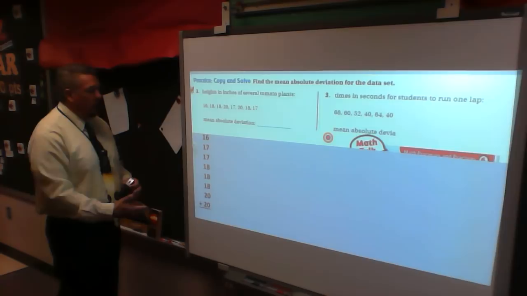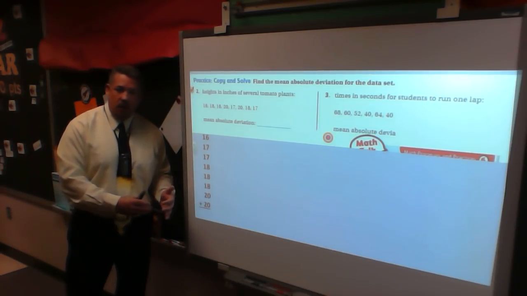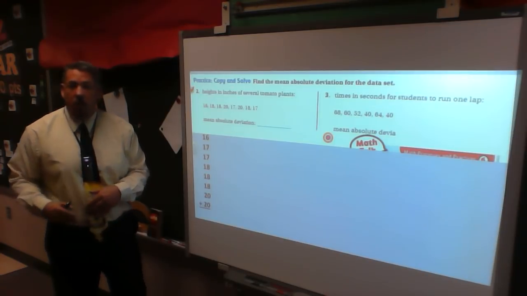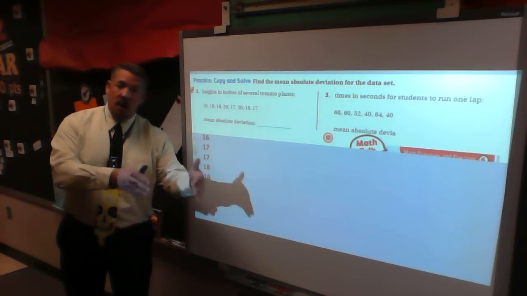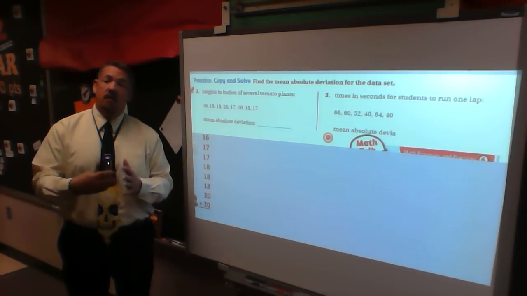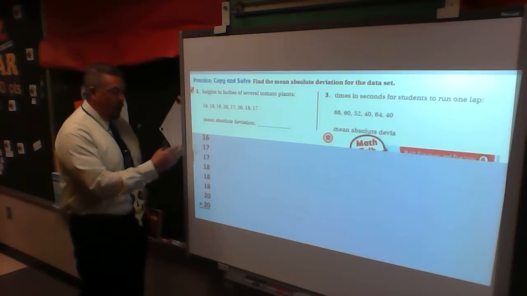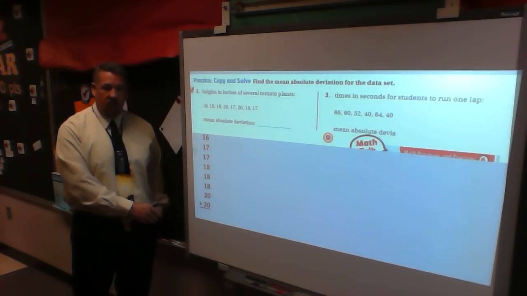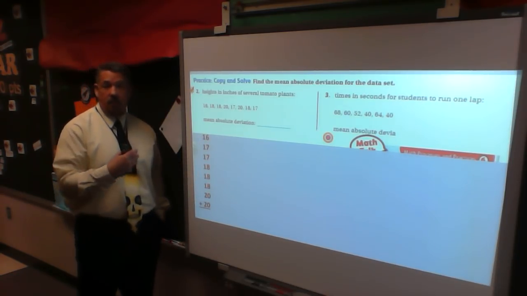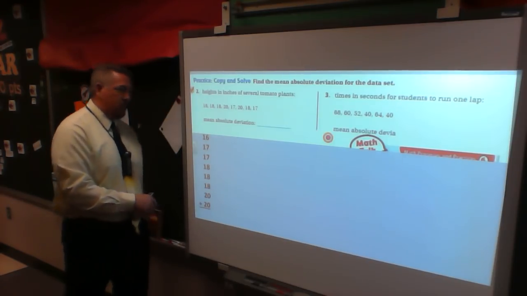So what is my mean? Well, I have to add them all together and divide by how many are there, right? Because mean means average. And averaging is a two-step process. Find the total, divide by the number that's there. So I'm going to take, and I always like putting mine in order from least to greatest, because it may suddenly ask me, well, what's the median or what's the mode? And that makes it easier to see.